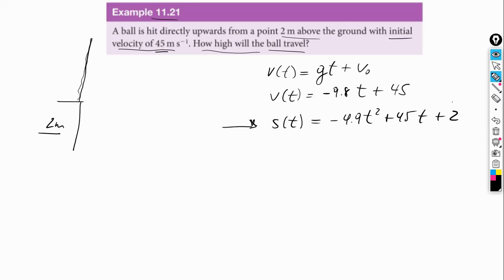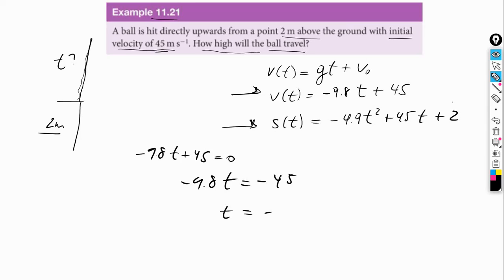So we need to find what time it took for the ball to reach a maximum point. But that's easy using the velocity function, because we know that at the maximum point, the velocity is going to equal 0. So what we have to solve is minus 9.8 t plus 45 is equal to 0. So minus 9.8 t is equal to minus 45. So t is going to be minus 45 divided by negative 9.8, and this is approximately 4.6 seconds.